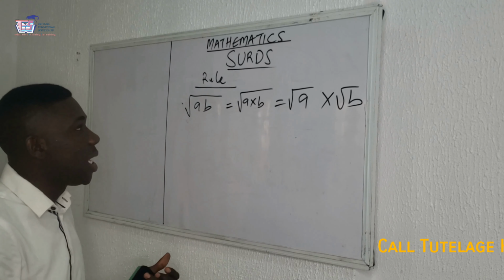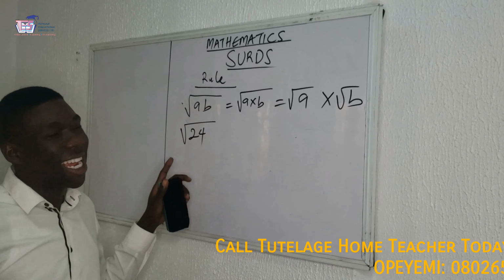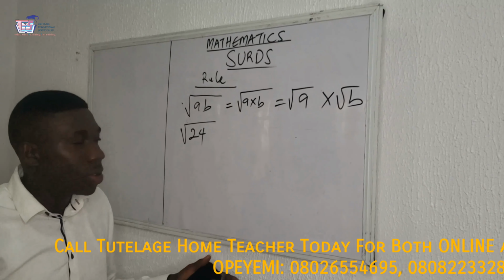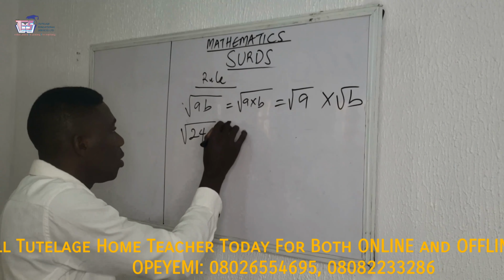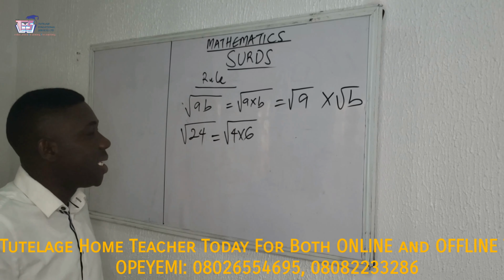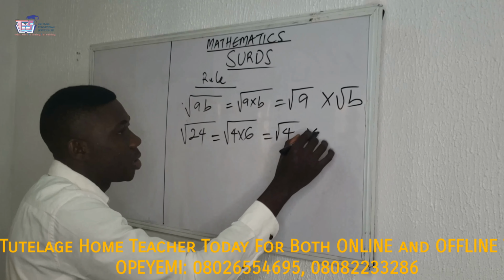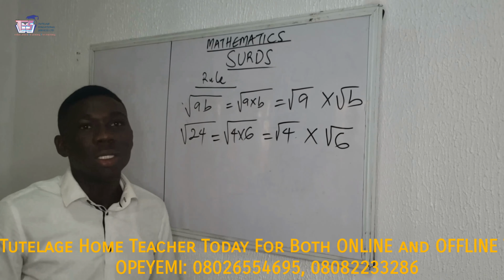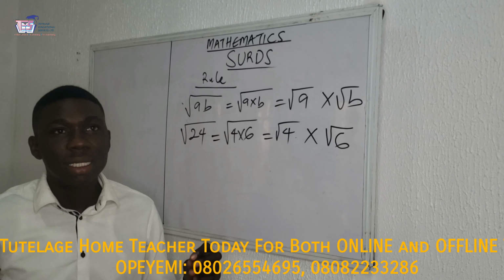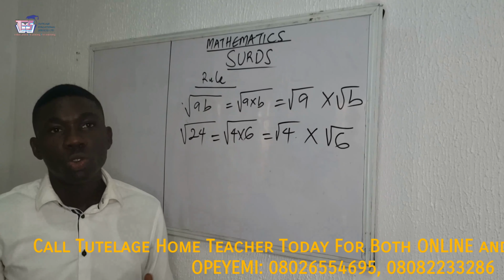For example, if I have the square root of 24, I can express 24 as a product of its factors. So I can have it as the square root of 4 times 6. And this can be written as the square root of 4 times the square root of 6. So that is the rule guiding how to write numbers in root form into surd form.